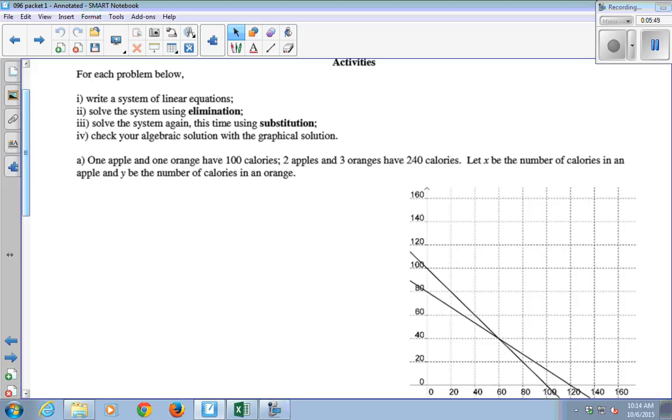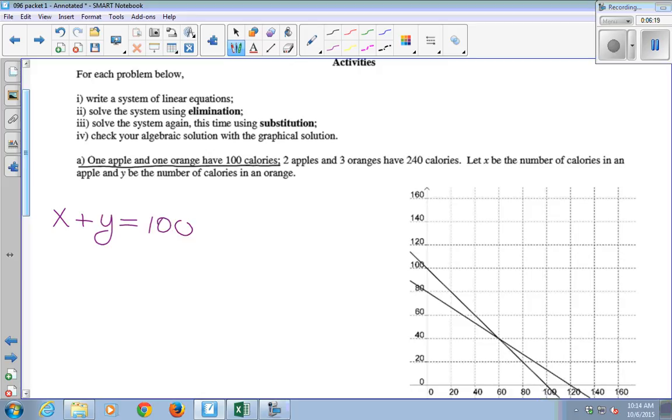Okay, so I'm going to translate. 1 apple and 1 orange have 100 calories. So I want to translate this to symbols. 1 apple, what symbol am I using to represent the calories in an apple? X. 1 apple. And what mathematical symbol should I use for and? Plus. 1 orange. What's my mathematical symbol for an orange here? A Y. Yep. Have, or are, equals 100 calories.